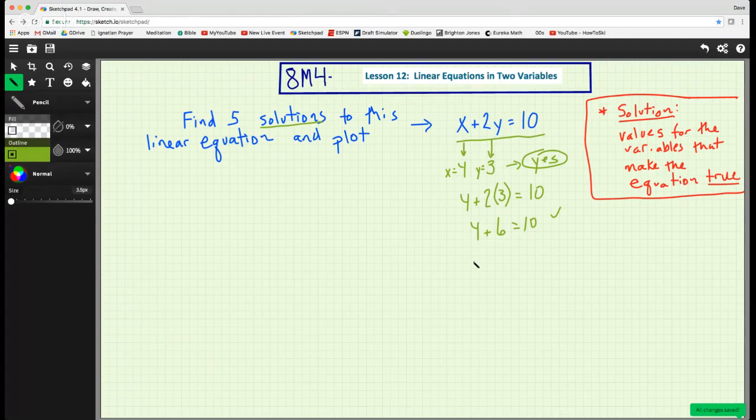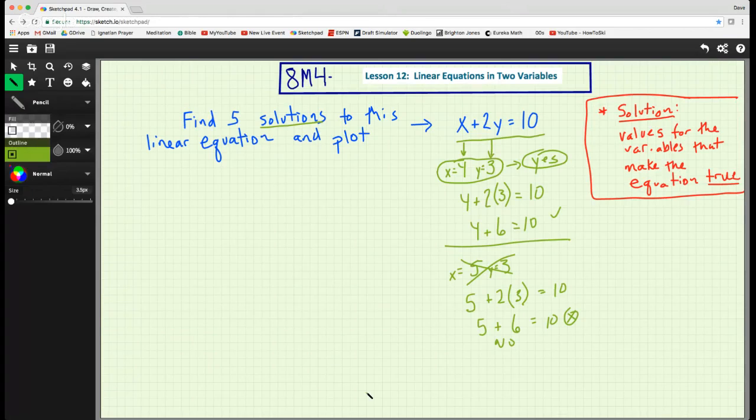Now let's try another number. Let's try x equals 5 and y equals 3. So if I put a 5 in, let's go 5 plus 2 times 3. Does that equal 10? Well, does 5 plus 6 equal 10? Well, that's no. So this is not a solution.